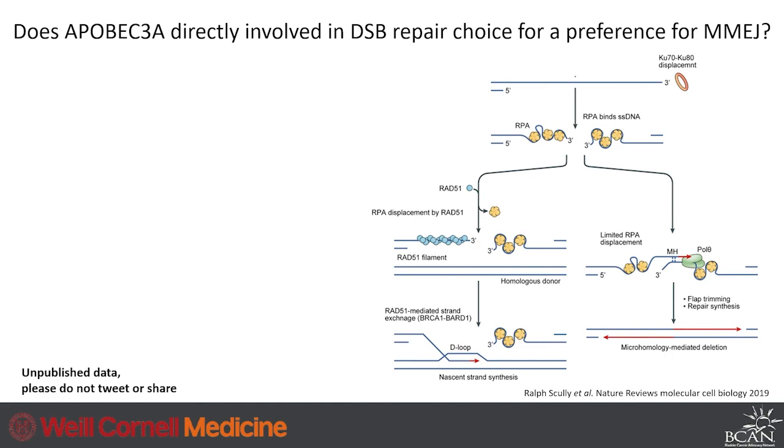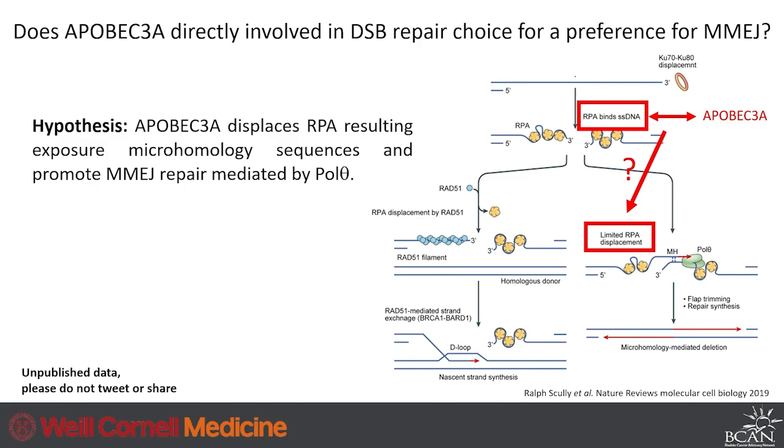So right now we know that MMEJ is preferred in response to the double-stranded DNA breaks caused by APOBEC3A. But why MMEJ? Why not HR repair? Does APOBEC3A directly get involved in this decision? As I mentioned before, RPA binding to the single-stranded DNA overhang is an essential step for the repair choice, and APOBEC3A can also bind the single-stranded DNA overhangs. So we hypothesize that APOBEC3A can displace RPA, resulting in the exposure of microhomologous sequences and promoting MMEJ repair mediated by polymerase theta.